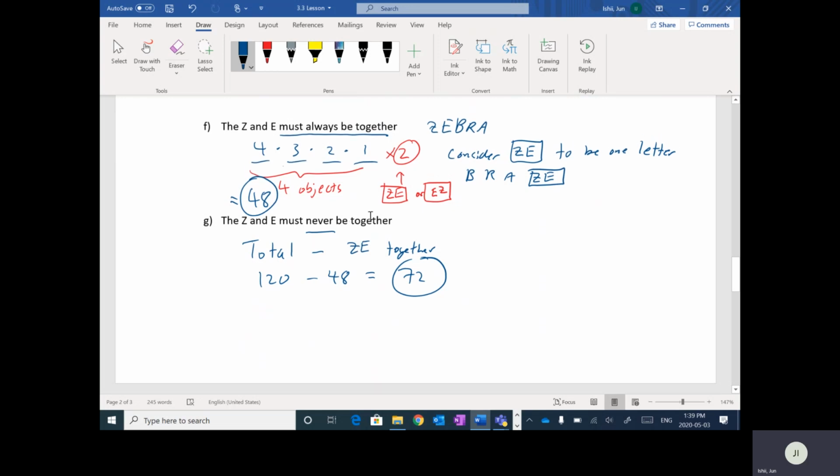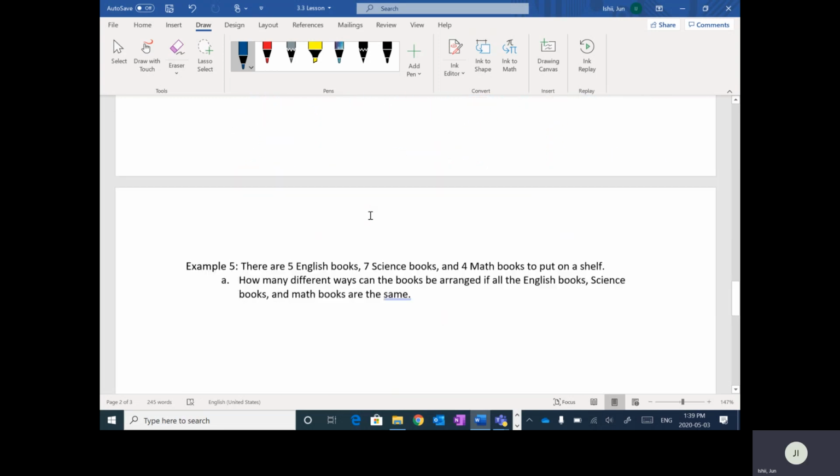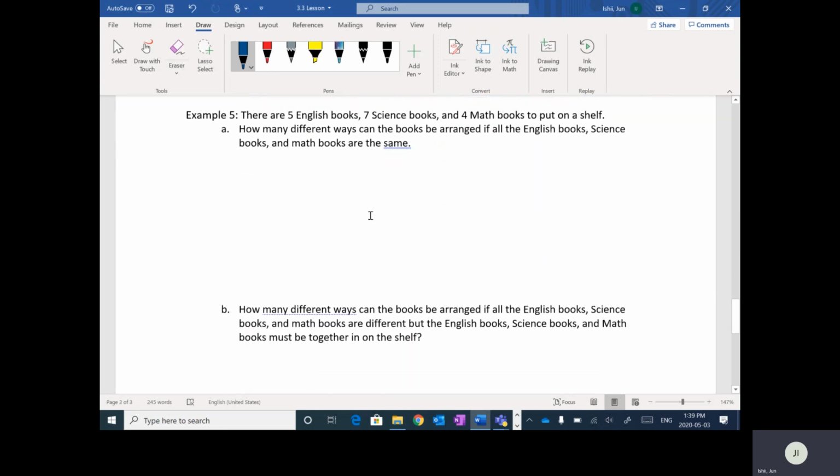Okay, cool. Now there is actually one more example that I'm going to go through. This example here is similar to the last question in the worksheet. All I did is I just copied and pasted, but I just changed the numbers around, just to illustrate it. So you saw that question to practice with. So here, we have 5 English books, 7 science books, and 4 math books to put on a shelf.